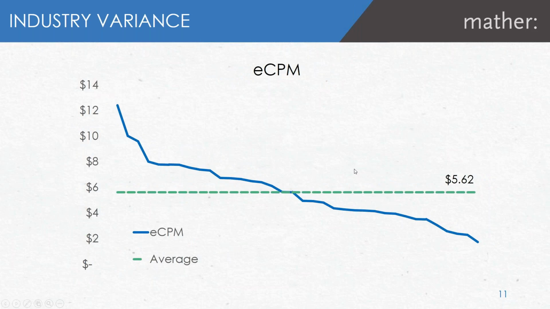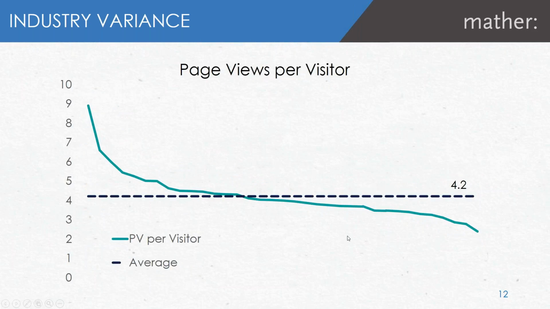Similar for CPM or eCPM, you can see it's about $5.60, but again, that ranges from as low as $2 to about $12 or higher. And in terms of engagement, the pages per visitor, we saw about 4.2 is the average, and it ranges as high as almost 9 or 10 pages per visitor. So again, this is the more interesting data we have behind the scenes.